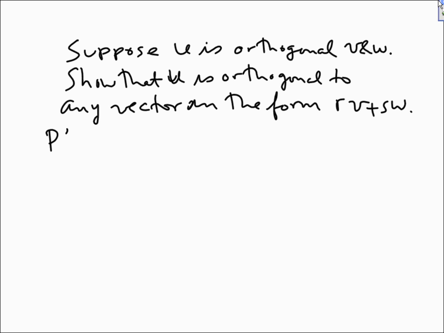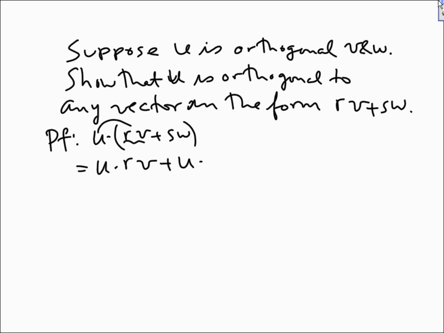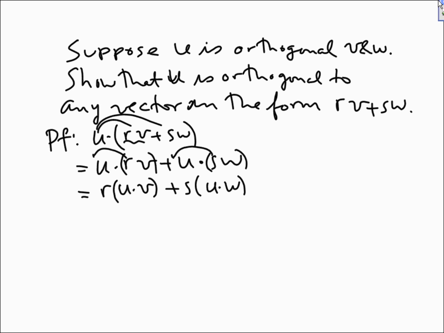So proof. Two vectors are orthogonal if their dot product is 0. I want to show that U dot (RV plus SW) is 0. Well, this is U dot RV plus U dot SW. But we talked about this before. I can put the scalar in front. It's R times U dot V, plus S times U dot W.